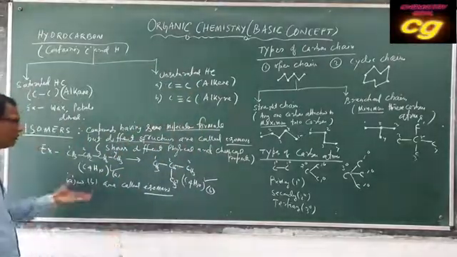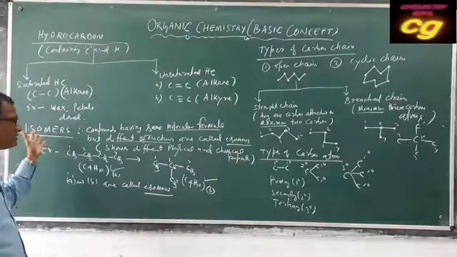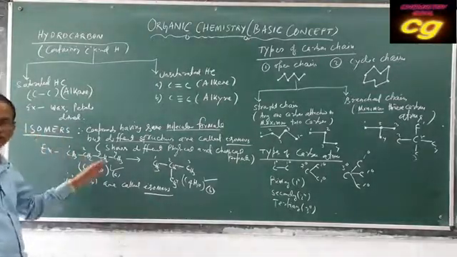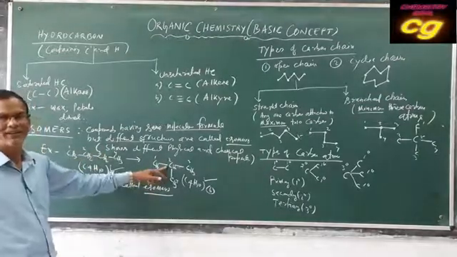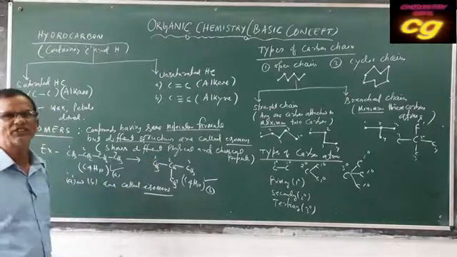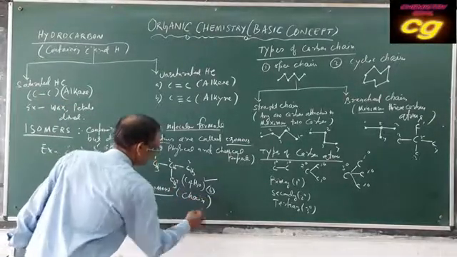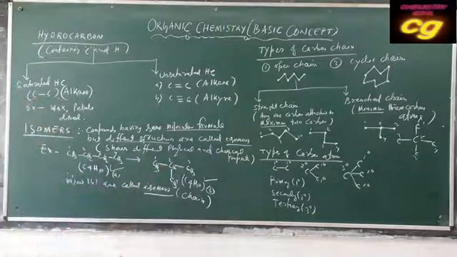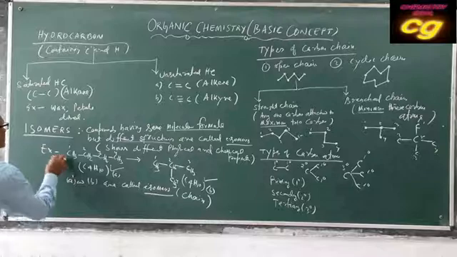Isomers may be of different types. You will read in higher classes different types of isomers. This is called chain isomer because the chain is different. When the chain differs, that is called a chain isomer. This isomer is a chain isomer because they only differ in chain. But suppose another example, this is the first example.